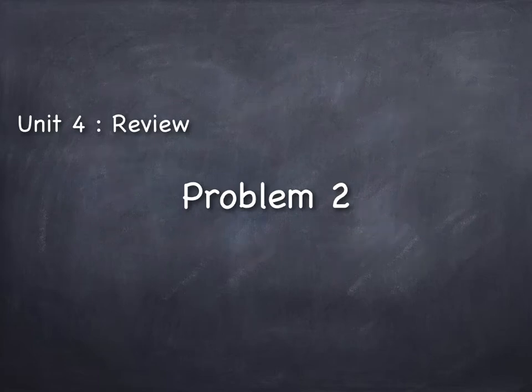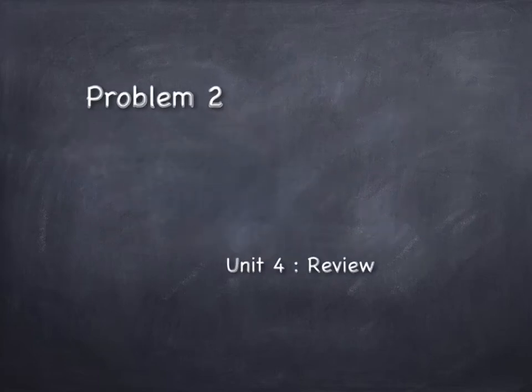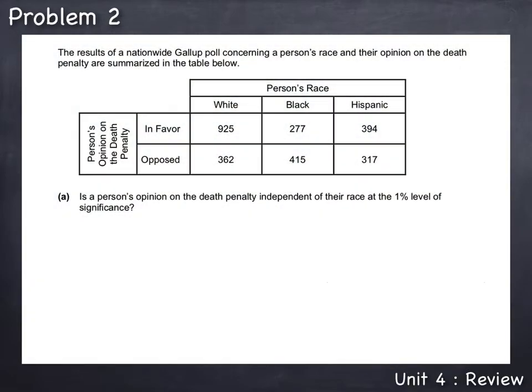Unit 4 Review, Problem 2. The results of a nationwide Gallup poll concerning a person's race and their opinion on the death penalty are summarized in the table below. Part A asks, is a person's opinion on the death penalty independent of their race at the 1% level of significance?